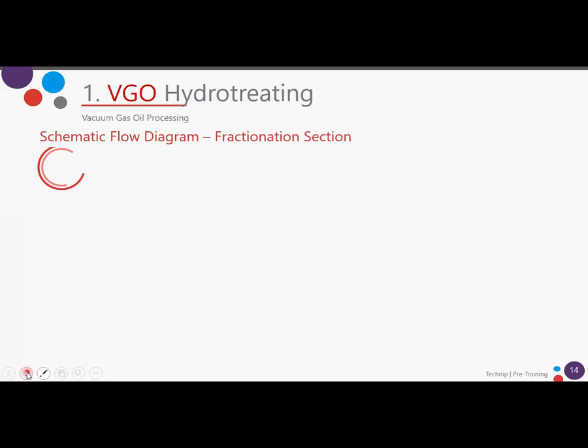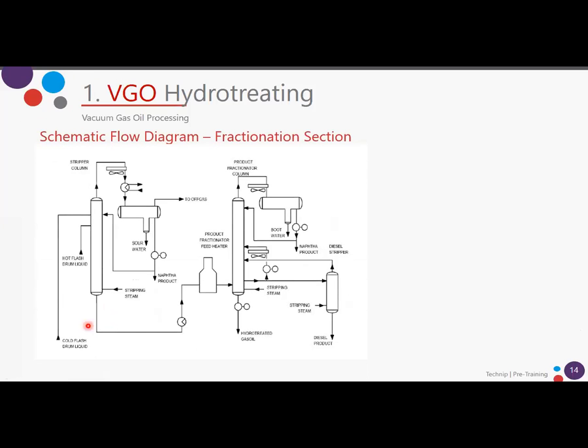Okay, so we go to this stripper column, where we will remove H2S and lighter compounds, of course. We will use stripping steam here, and we will have this top and this bottom product.